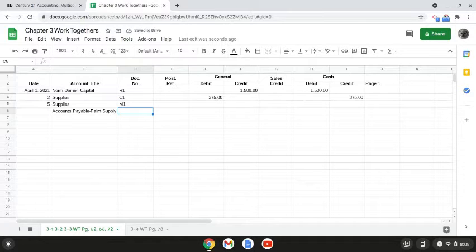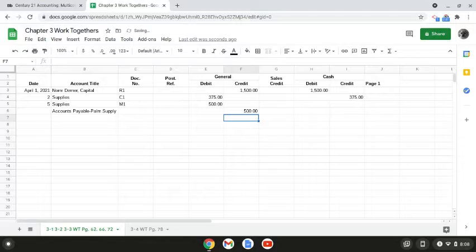Now we have to figure out what account gets debited and what account gets credited. The transaction read that we bought supplies on account from Palm Supply, and the amount was $500. Anytime that we buy supplies on account, that means that our supplies account is going up or being increased. So for this transaction, we are going to debit supplies for $500, and then we're going to credit accounts payable, Palm Supply, for the same amount.